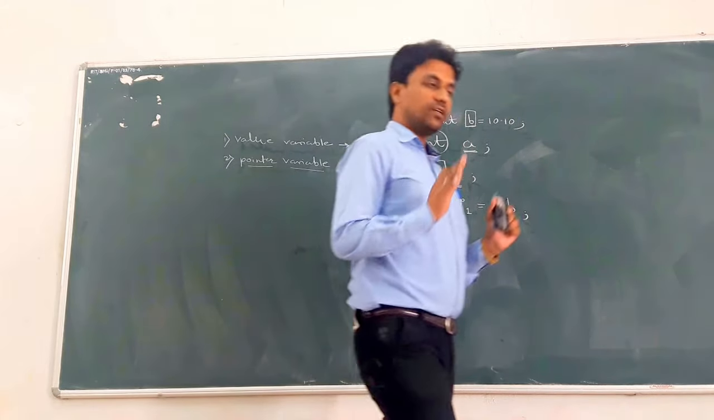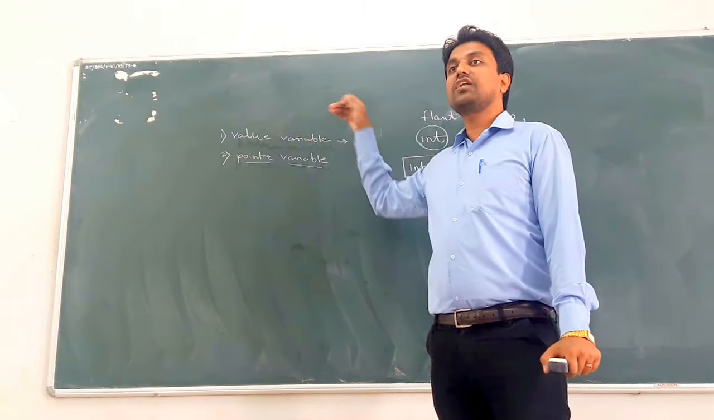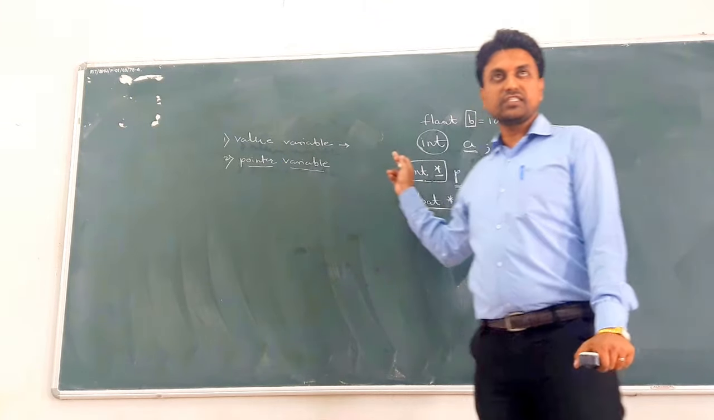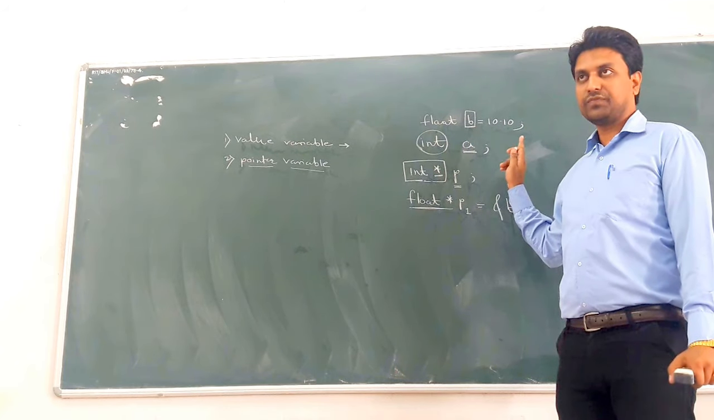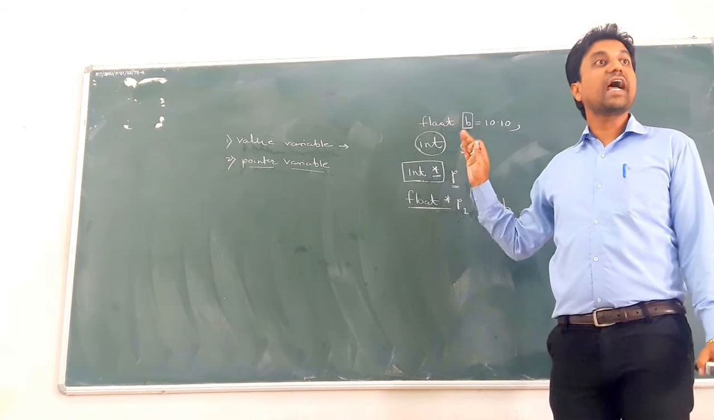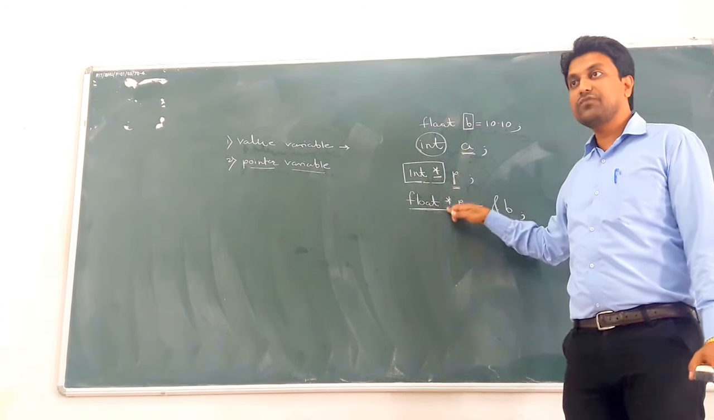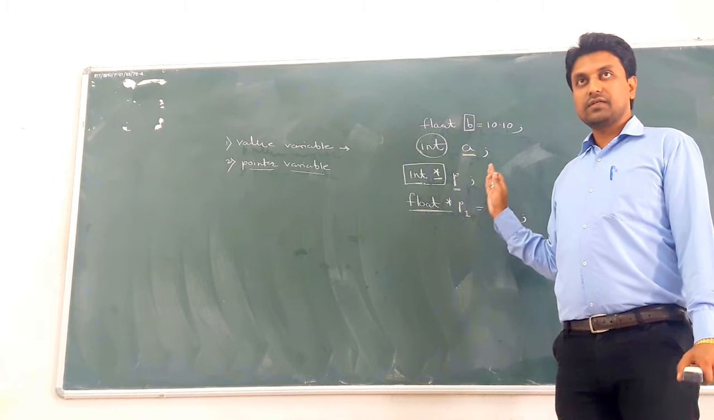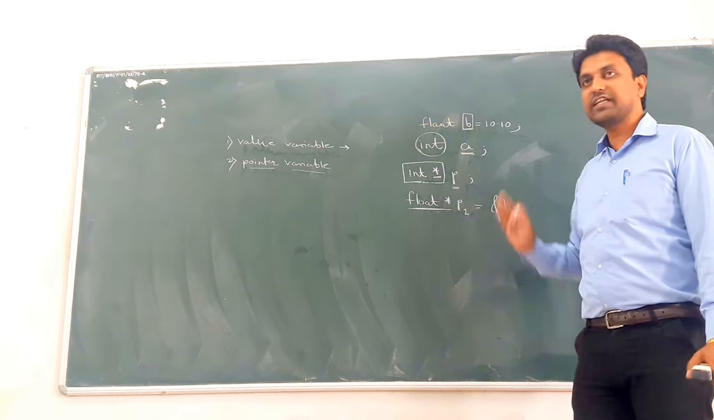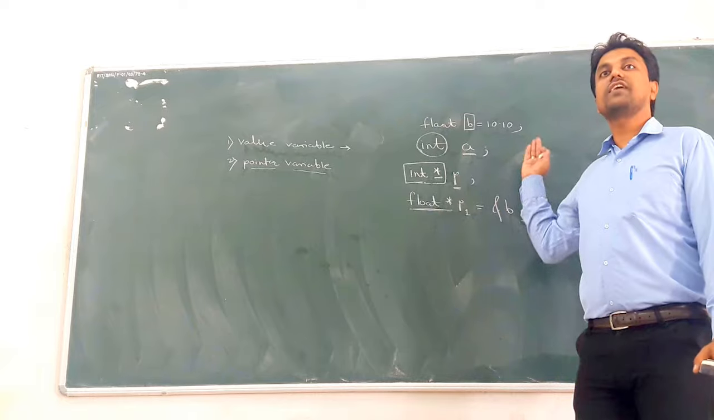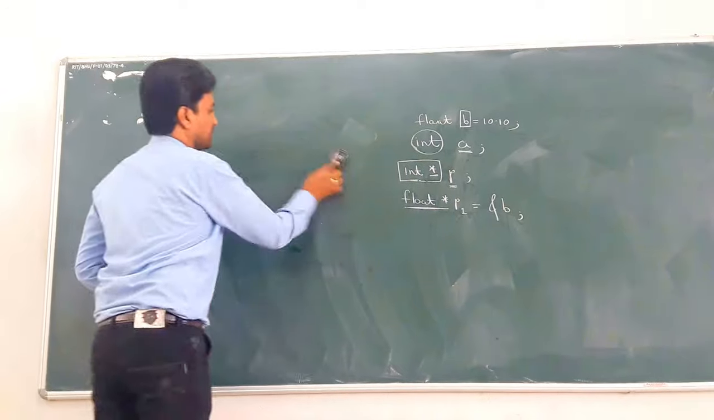That means pointer variables store the address of another variable, and value variables store the actual value. Understood the difference? In a value variable we cannot store an address, and in a pointer variable we cannot store a value. Their purpose is fixed: a value variable stores an actual value and a pointer variable stores the address of another variable. Understood the meaning? Now take one example.